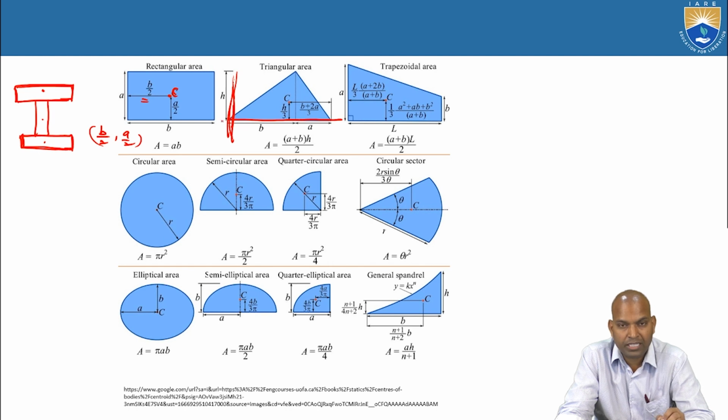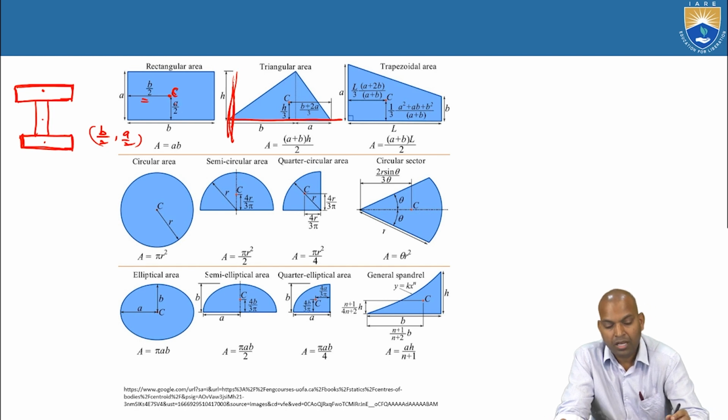The horizontal reference axis is always considered at the extreme bottom of the section, or extreme bottom of the plane figure, whereas the vertical reference axis is considered at the extreme left side of the figure, or any plane figure. Now here this is extreme left and extreme bottom.